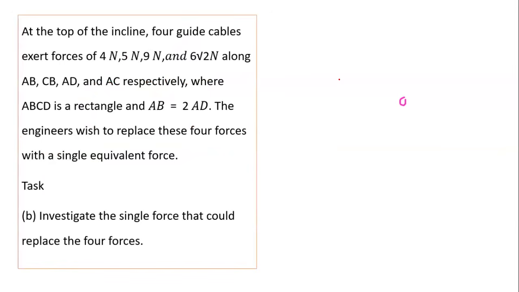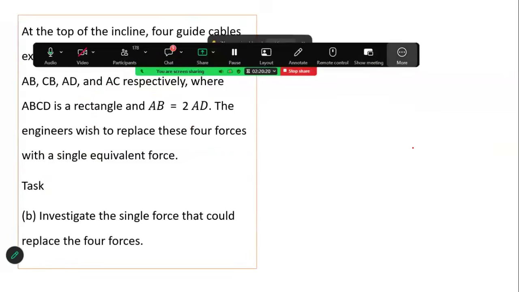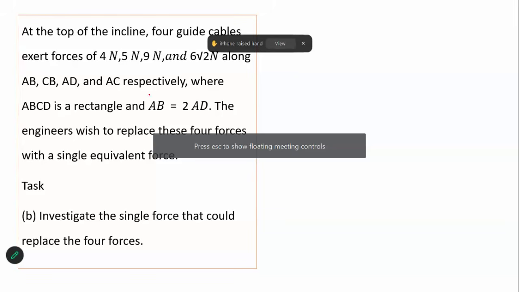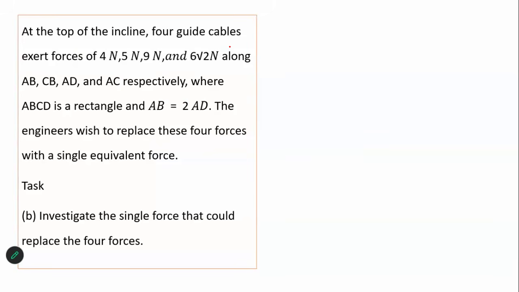Then we go to the next part. Now, the next part we have, they have given us forces acting on an object. So what do we have? They have told us that at the top of the incline, 4 guide cables exert forces of 4 Newton, 5 Newton, 9 Newton, and 6 root 2 along AB, CB, AD, and AC, where ABCD is a rectangle.